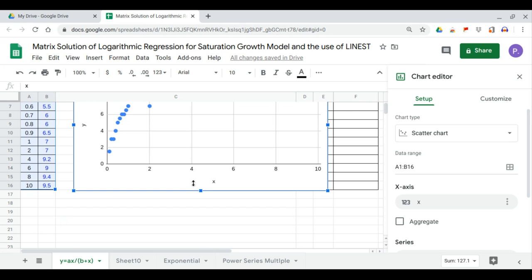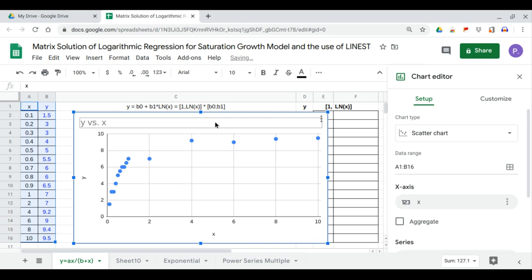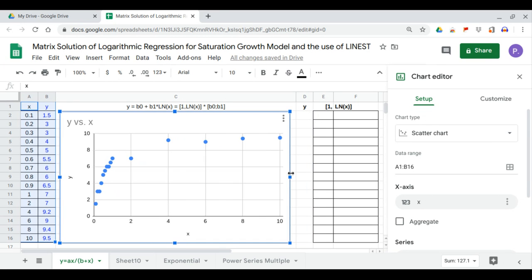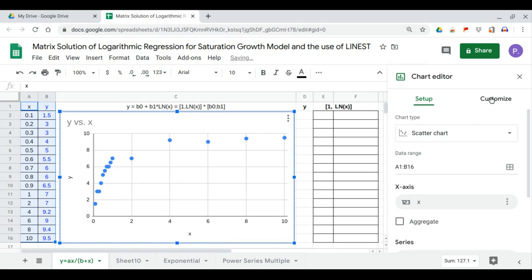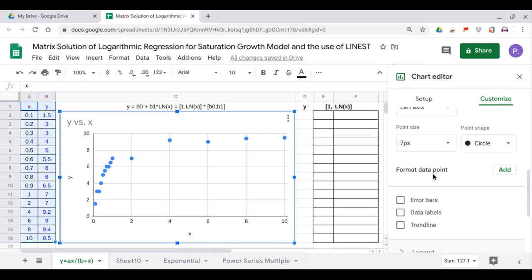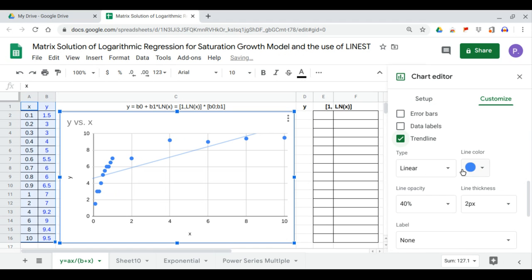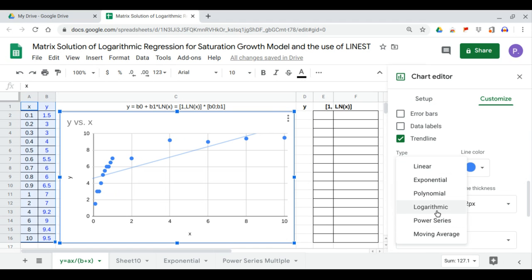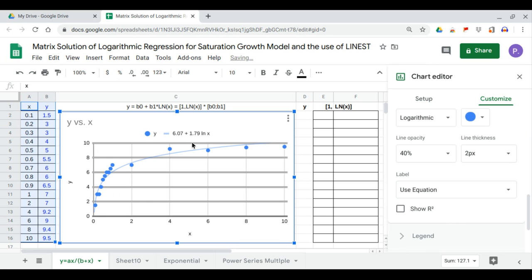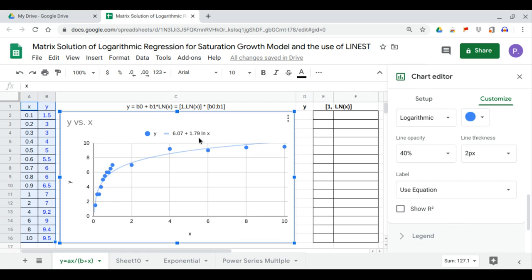And we will show the equation of this dataset. The trend line equation will be logarithmic. And this is our equation: 6.07 plus 1.7 ln x.